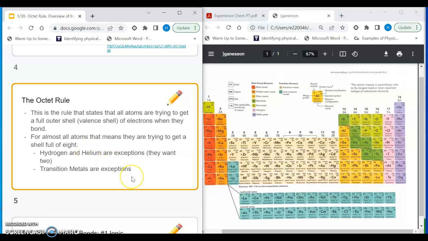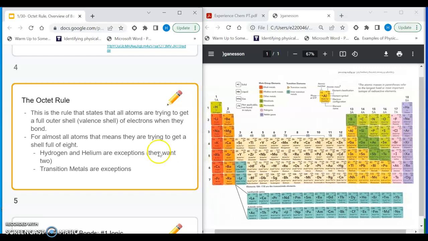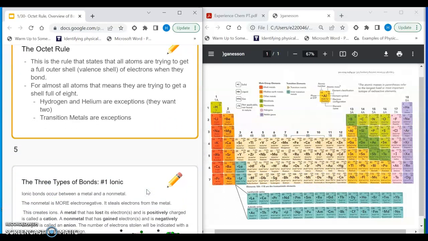A couple things I want to mention on this. For almost all atoms, we are trying to get to 8, but just like any model is not perfect, any rule has exceptions, and in this case, hydrogen and helium are exceptions. Hydrogen wants to make 1 bond to get its shell of 2, to get to that noble configuration, and helium doesn't react really at all as a noble gas. The other section that has exceptions is the transition metals, which we'll talk about a little bit more later on.